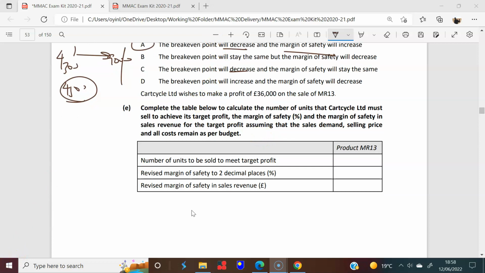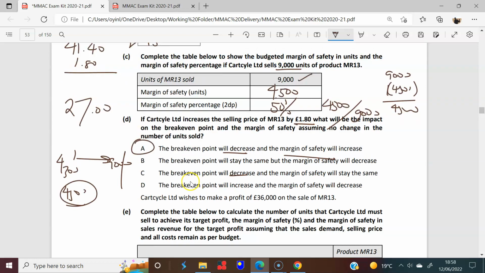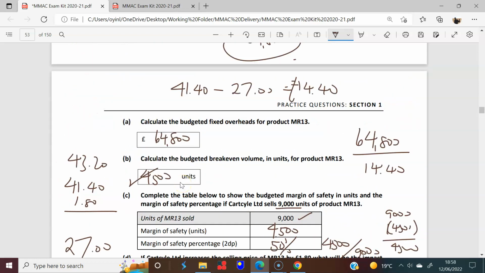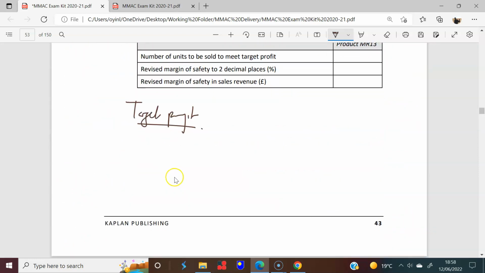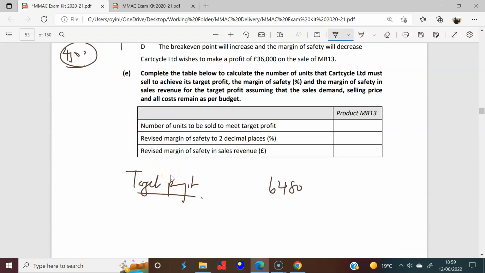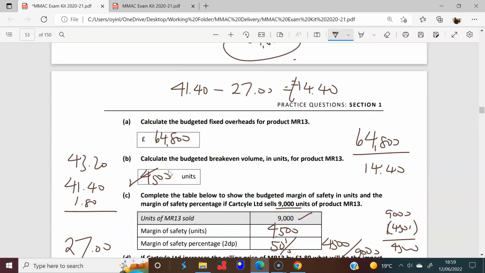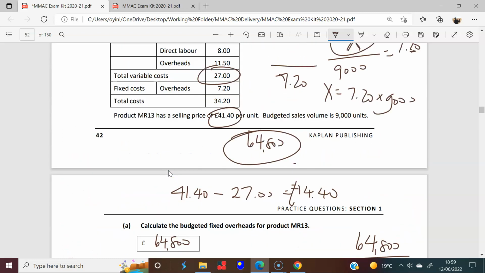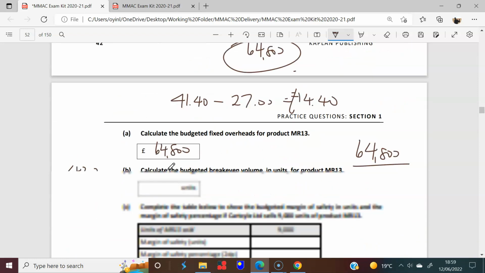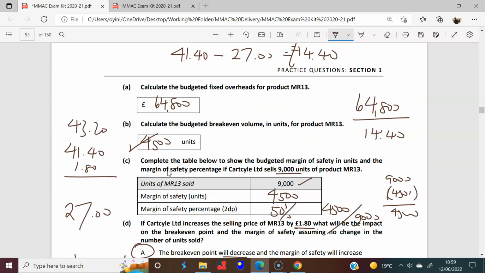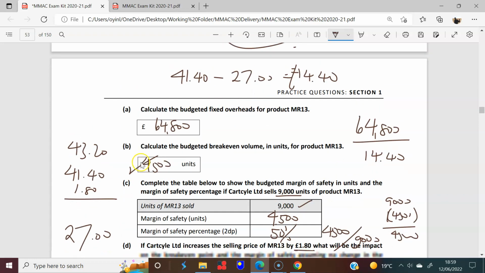Okay, so I've highlighted severally in class that when we talk about target profit, we are really just talking about an additional fixed cost, right? So your current situation is that you have to cover a fixed cost of 64,800. Now you want to make an additional profit of 36,000, and your contribution, which we calculated earlier on, is £14.40, isn't it? So that's your contribution, £14.40.